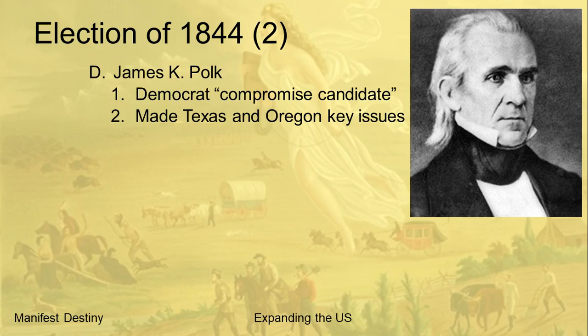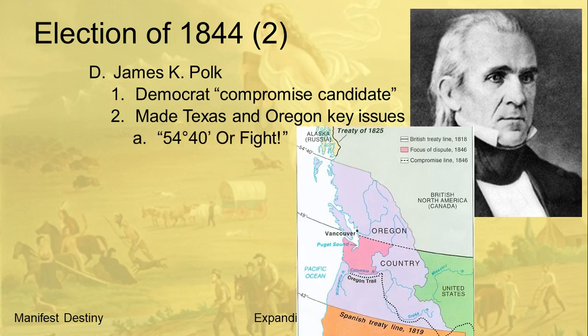Polk, and in his campaign, he hasn't made any promises to Henry Clay. He's going to make Texas and also Oregon the issues in the campaign. Okay? One of his campaign slogans involved Oregon, 54-40 or fight. Okay? 54-40, that's the northern boundary of our claim in Oregon. James K. Polk said, look, we're going to get all of this, or we're going to go to war.